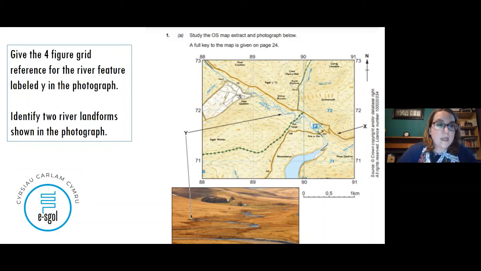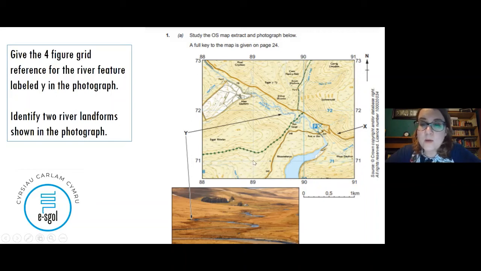So if we take a look at this image and we look at the 4-figure grid reference, we're looking for Y. So Y is within this grid square here. I always find the easiest way to remember is along the corridor and up the stairs. But it's also really important to remember that we're looking in that bottom left-hand corner, we're sticking to that bottom left-hand corner.